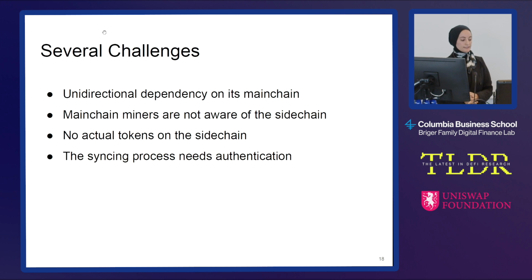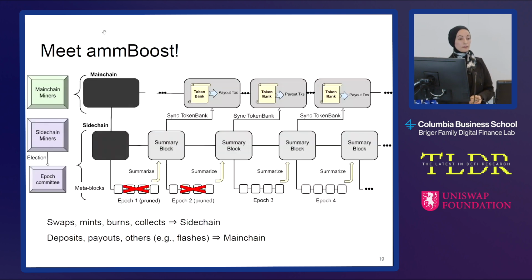The last issue is that now we have a side chain that is separate from the main chain, and even the main chain miners may not know about the side chain. We need a way to authenticate that, hey, the syncing process was issued by the rightful committee. So we need some authentication mechanism to say that, okay, these are the correct state changes, produced by the rightful people, before accepting these changes. Addressing all these challenges led to the design of ammBoost.